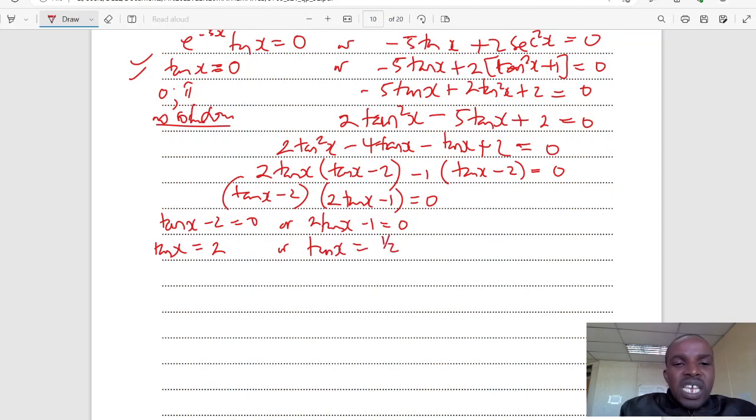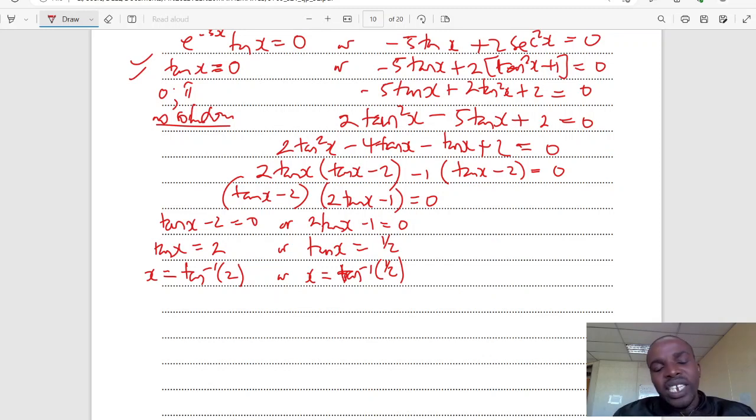Then find your principal value. You can get x is equal to arctan 2, or x is equal to arctan half, which is the same as 0.5. If you want your solutions in radians, please take note of that part. You can find it in degrees, then convert to radians. It works that way. It's much easier, because radians are sometimes a bit complicated to work with. So you can find it in degrees, then you can just change to radians.